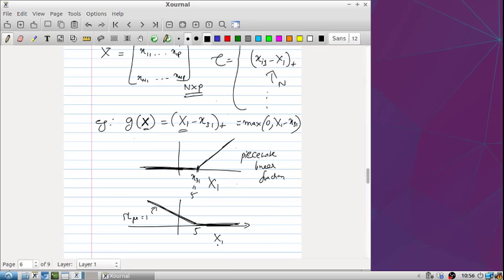The second function is just saying, if you flip this, write the function, let's say g prime of x is 5 minus x1, plus. All it's saying is if x1 is smaller than 5, then it's positive. And if x1 is bigger than 5, then this number is negative, so I'm only going to take zeros. These are a basic example of what are called spline functions. There are many other spline functions.